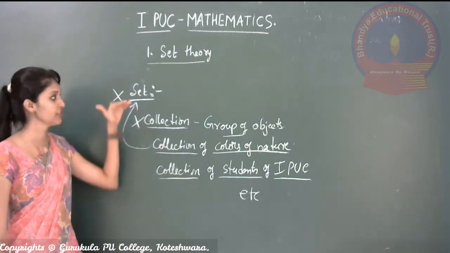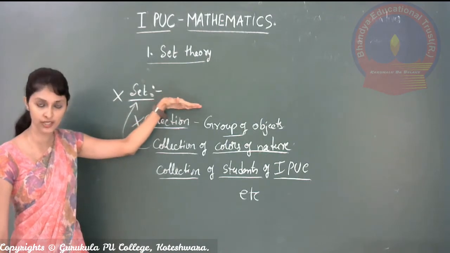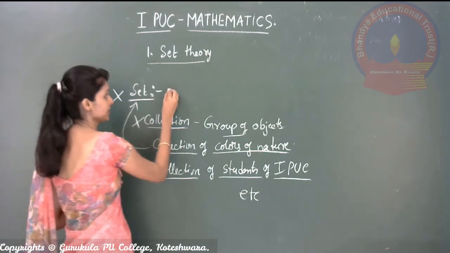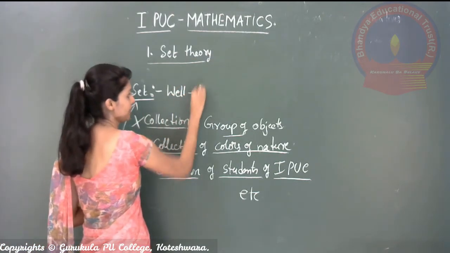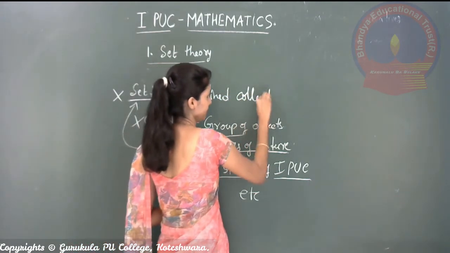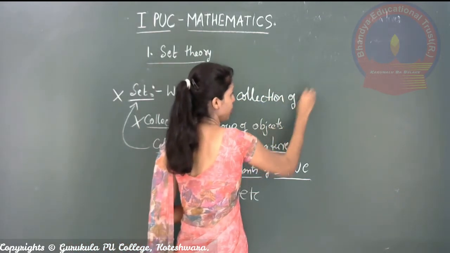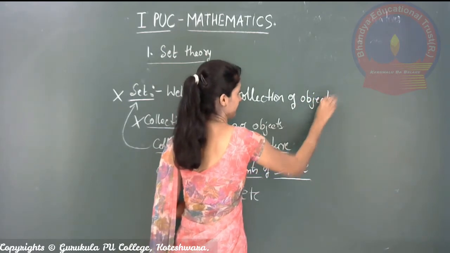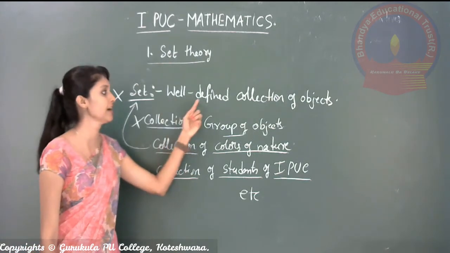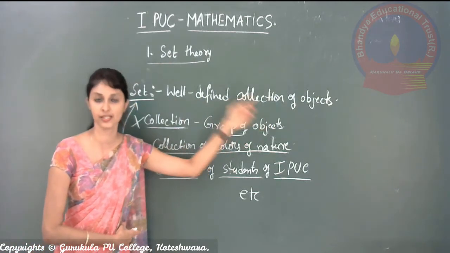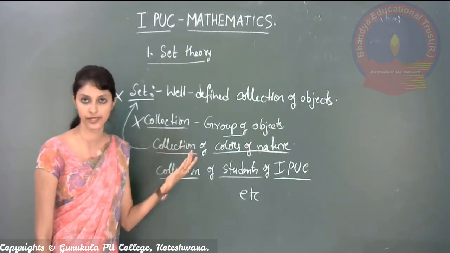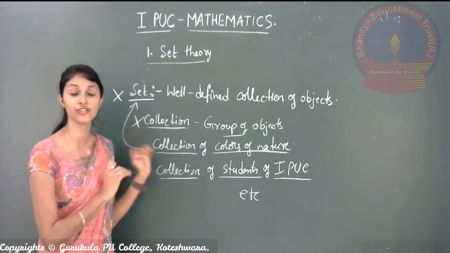So I will just quote the definition, then I am going to give the explanation. Okay, so set is nothing but it is the well defined collection of objects. Nodi, set means what? It is the well defined collection of objects. Collection, if it is there, then we cannot say that that is a set. Collection, what collection should be there?